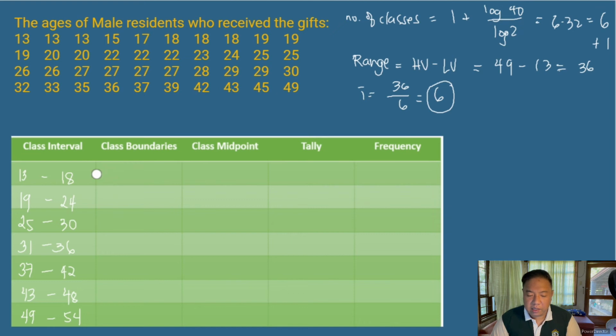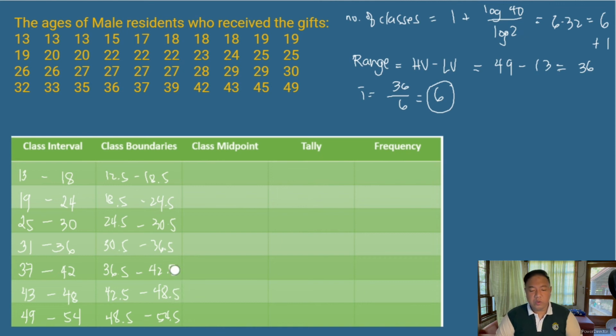So, class boundaries. For the lower limit, subtract 0.5. For the upper limit, add 0.5. Okay? So, 18.5, 24.5, 30.5, 36.5, 42.5, and 48.5. Then 24.5, 30.5, 36.5, 42.5, 48.5, and 54.5.